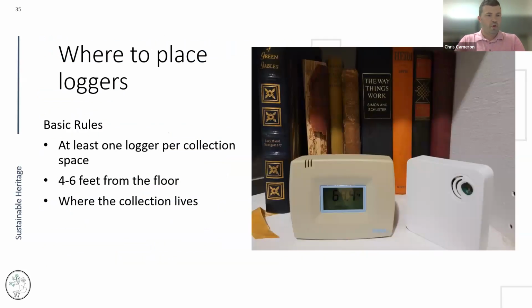So again, where to place those loggers: at least one per collection space, 4 to 6 feet off the floor. You want to get the loggers where your collection lives, exactly where the collection is. You don't want to put it on the opposite side of the room, because there could be a microclimate. You want to see almost exactly what that collection is experiencing where it lives.